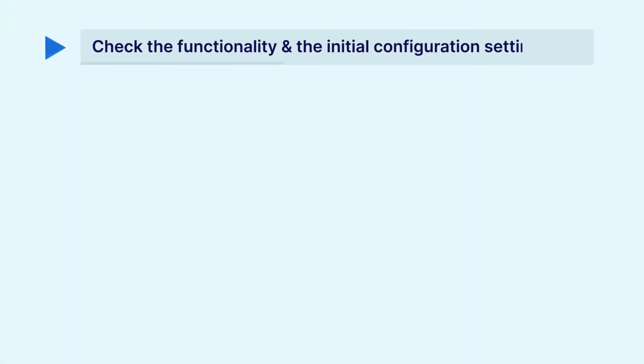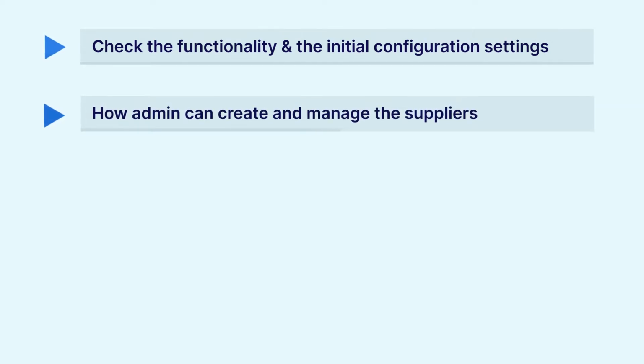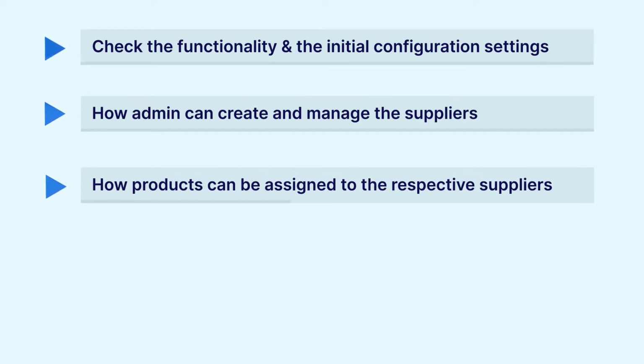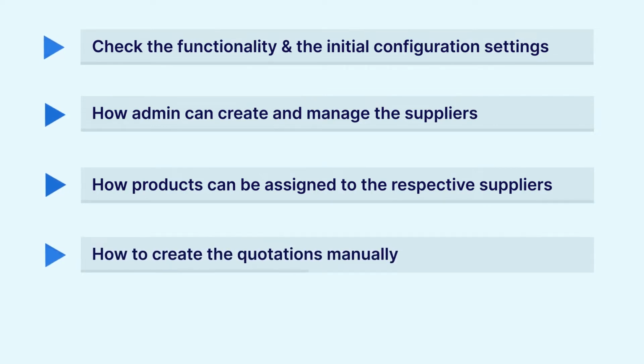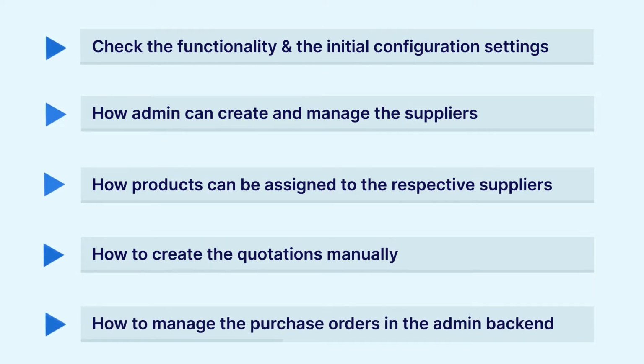So in today's video tutorial, I'll be demonstrating the functionality of this plugin, the Shopware 6 Purchase Order Management in the admin backend panel, wherein initially we'll be checking out the initial configuration settings for the plugin. Then we'll be seeing how the admin would be able to create and manage the suppliers. Apart from that, we'll be seeing how the products of the store can be assigned to the respective suppliers. We'll also be seeing how we can create the quotations manually, how we can manage the purchase orders in the admin backend panel as well, and the rest of the configuration settings.